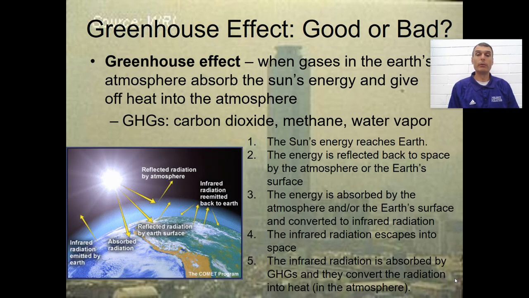So how does it work? Well, the sun's energy comes to the Earth, and some of it is reflected right back into space by the atmosphere or by the Earth's surface. Some of that energy is absorbed by the atmosphere or the Earth's surface, and then it's converted into infrared radiation. And then that infrared radiation can escape into space, or it can be absorbed by greenhouse gases, and this is how the greenhouse effect works. And then those greenhouse gases can give off heat back to the planet. Okay. So this is a summary of how the greenhouse effect works.